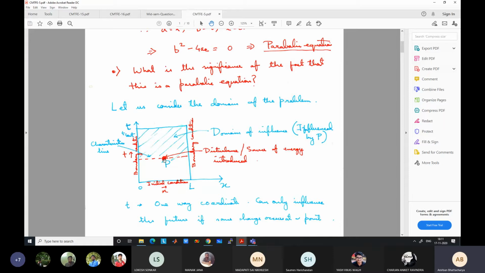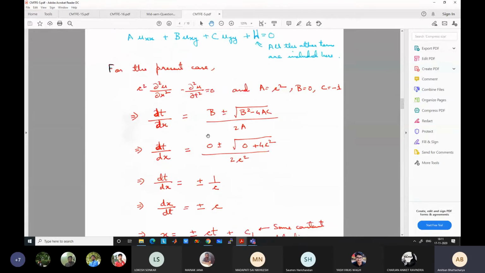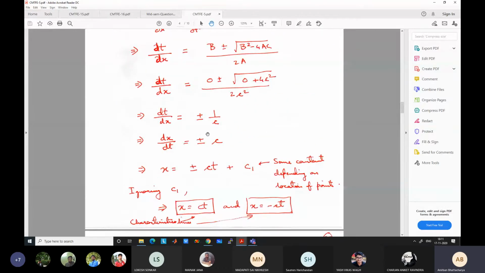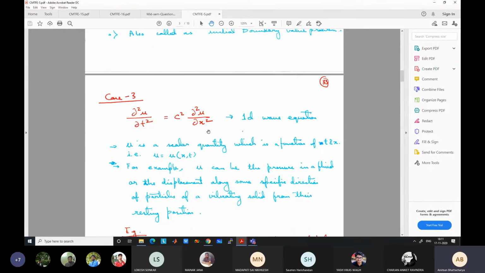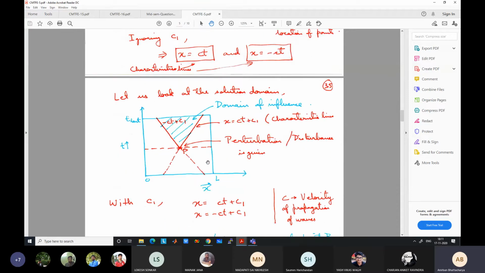So many of you have missed the domain of dependence part. Okay, both need to be shown, both domain of influence and domain of dependence. Similarly, for the hyperbolic equation, we have given an example: the 1D wave equation, and in this case also you can show the domain of influence and domain of dependence.